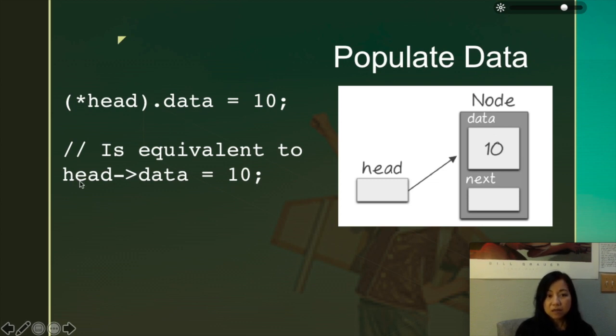I personally like to use the arrow way, because I think about the head pointing to the node, where the node has the member variable data. So throughout all these videos that are coming up, we are going to use just the arrow operator. I think there's a name for it. Anyways, we say head arrow data equals 10, and that's how we assign the value to this first node.